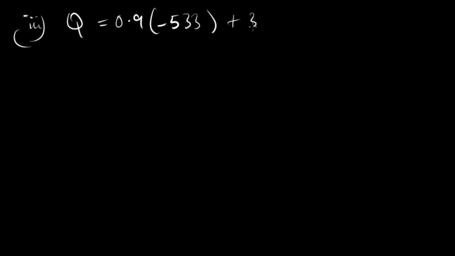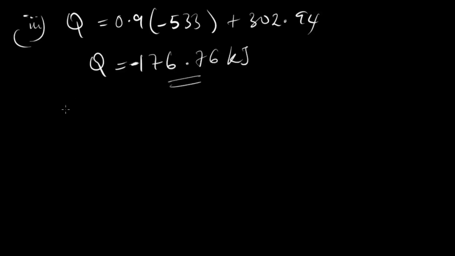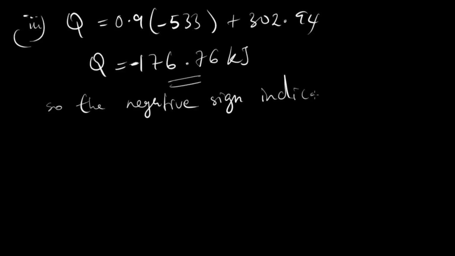So just like I said before, the heat is what? 0.9 into 533 plus 302.94, which gave us minus 176.76 kilojoule. So the negative sign indicates ejected heat.